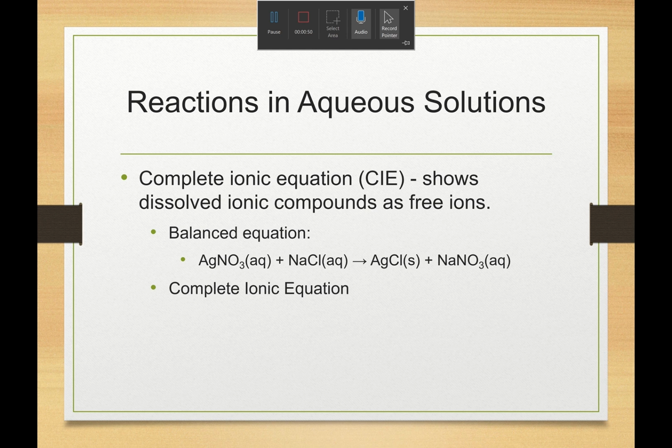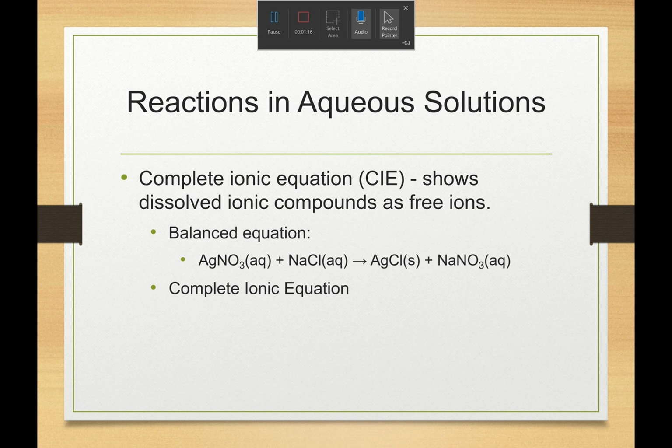Since ionic compounds dissociate and form those free ions, let's take a look at an example of a double replacement reaction where we start off with two aqueous solutions and we form a precipitate. So we're going to take this balanced equation and write the complete ionic equation. Starting off with our silver nitrate, since this is a soluble ionic compound, it dissolves in water, and those ions are now separate from one another and are free ions in solution.